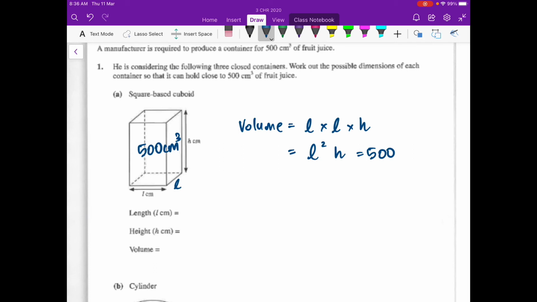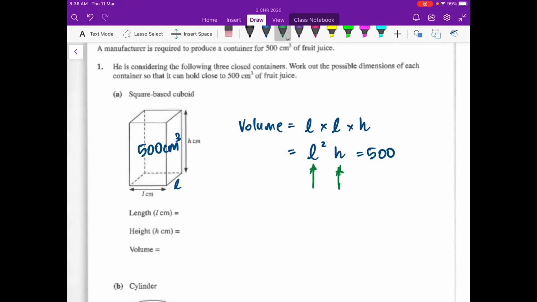So guess what number? 50? Okay, wait. We only choose one number and we find out the other number. Okay, so Ziguan, you said 50, right? Do you want 50 to be the height or do you want 50 to be the length?